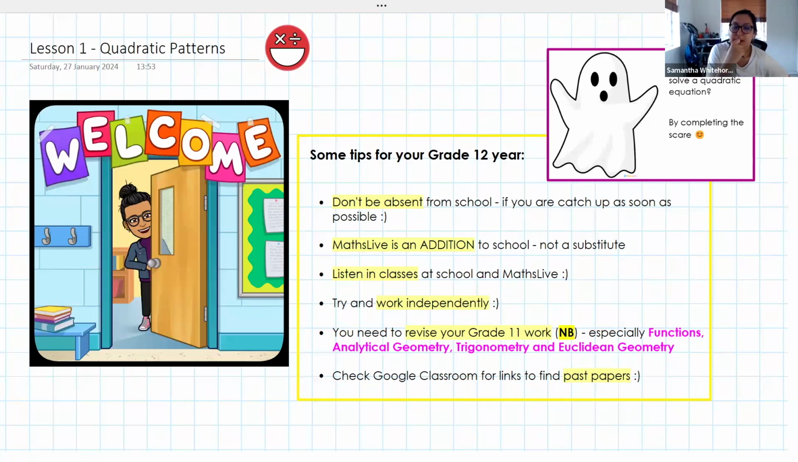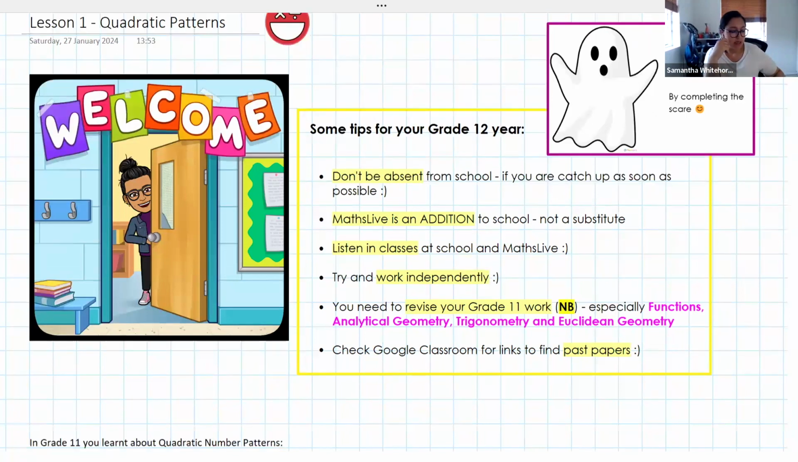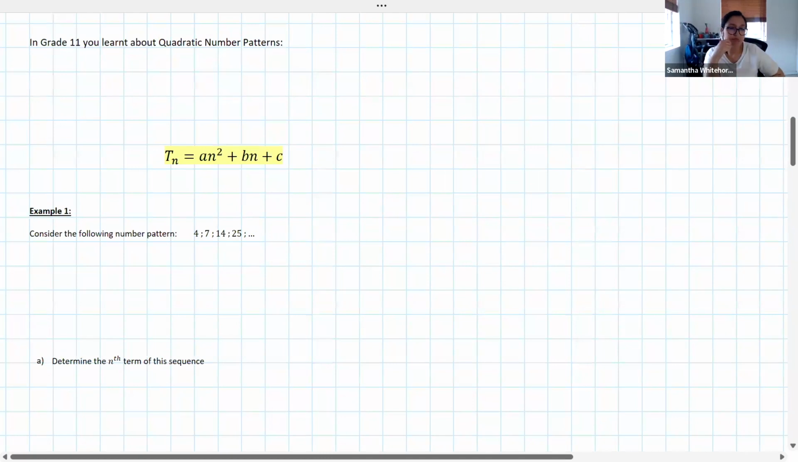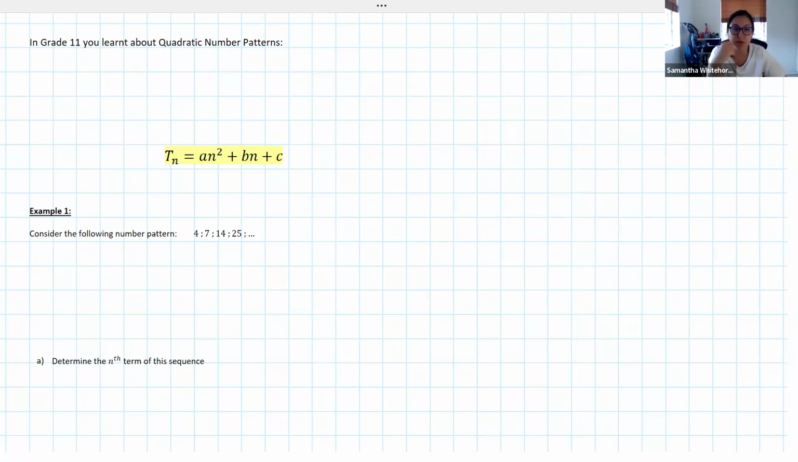Right, guys, so we are starting with quadratic patterns. There's actually nothing new with quadratic patterns in grade 12. The only new extension stuff that we do is based on arithmetic sequences, and then we do geometric sequences in grade 12. So those are the only two new concepts when it comes to number patterns. And we build on those as we start to do some formulas, sum to infinity, sigma notation.